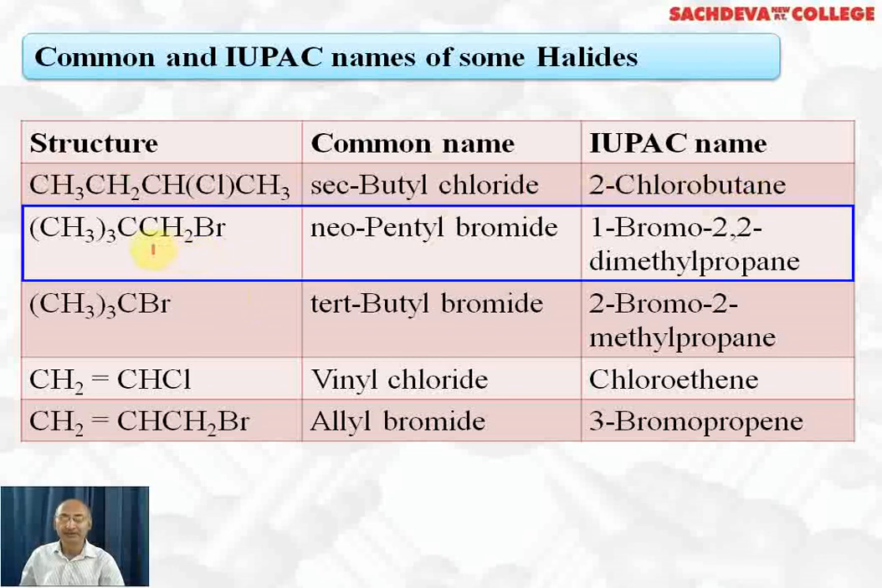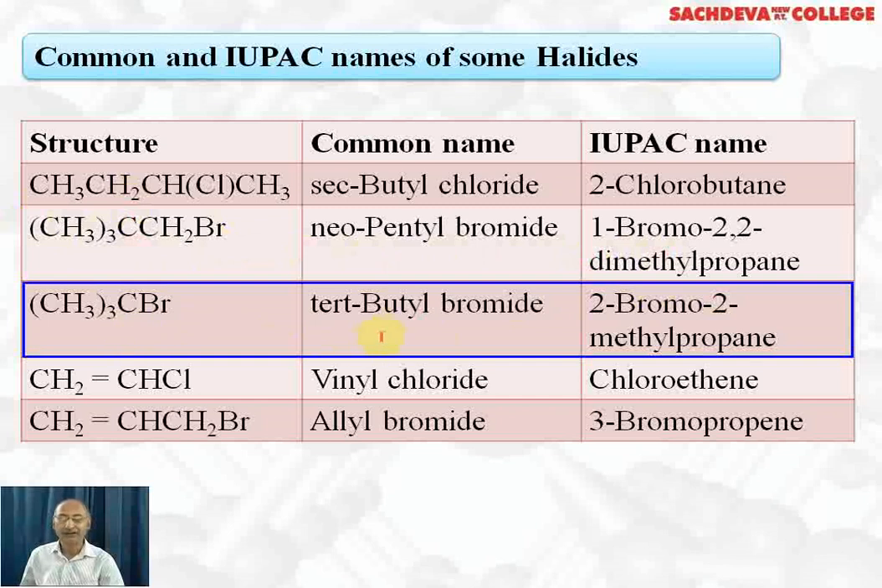This is neopentyl bromide. Earlier we have done neopentyl chloride. Neopentyl bromide is the common name because this carbon is a quaternary carbon. It is attached to 3 carbons on this side and a 4th carbon on this side. But this is a primary halide because Br is attached to CH2, a primary carbon atom. The IUPAC name is 1-bromo, 2,2-dimethyl. The second carbon is attached with 2 methyl groups. Dimethylpropane, because the longest chain contains 3 carbon atoms.